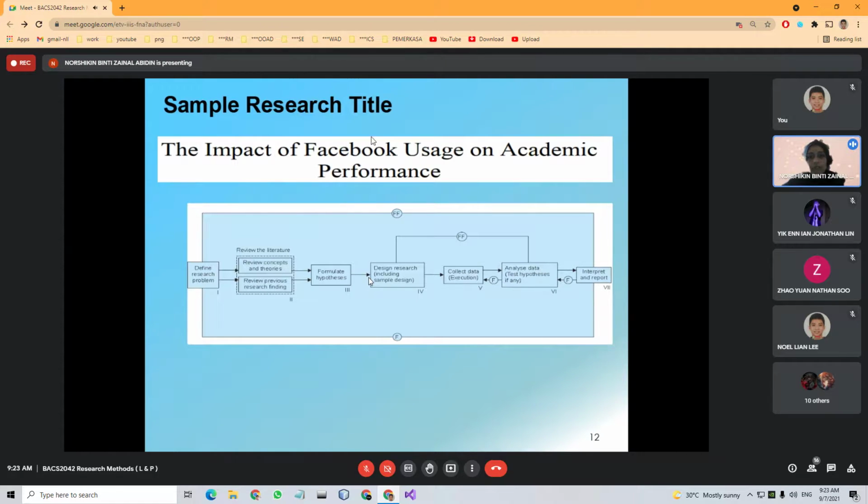So you want to prove whether Facebook usage really gives impact on the academic performance. That's one example of your hypothesis. And then you design your research. You need to design how to conduct your research, the method of your research, how to collect data or how to analyze data. That's the designing part. And then you go for data collection, and then you analyze your data. After you analyze the data, you interpret and report. You conclude everything, and then you write a report of your research.